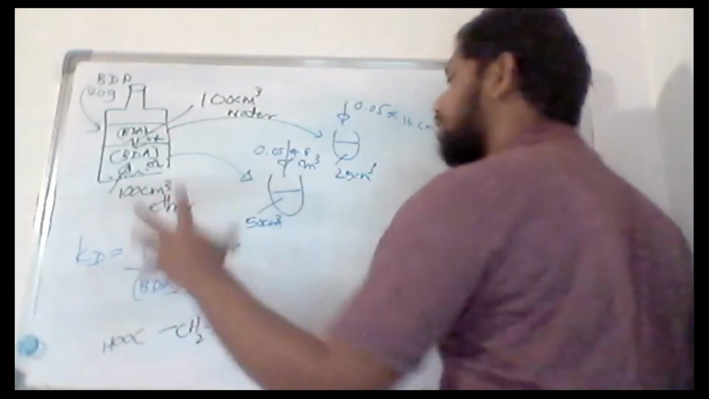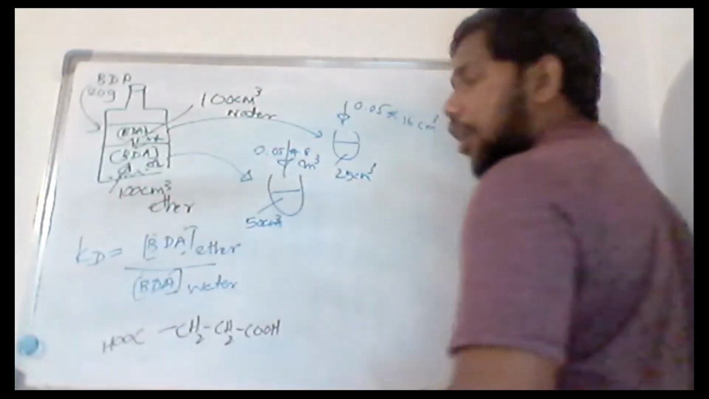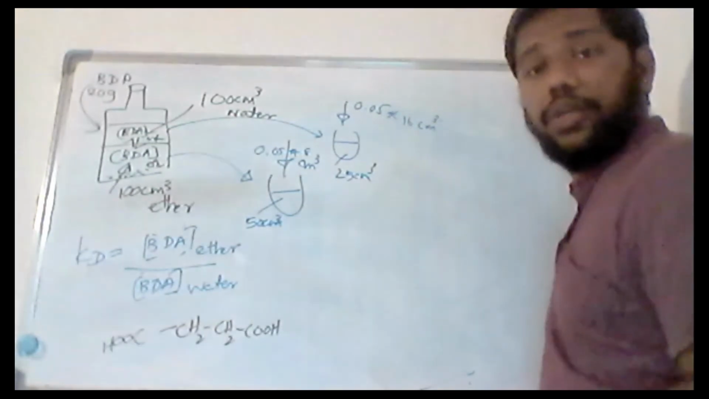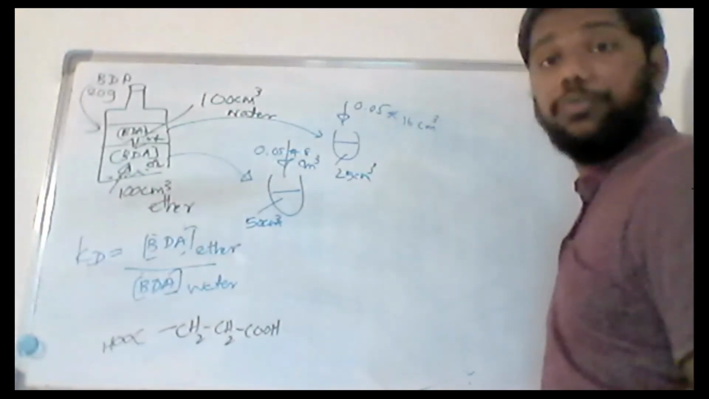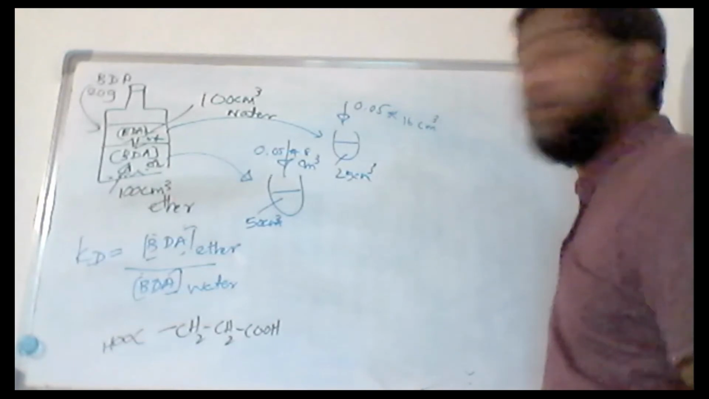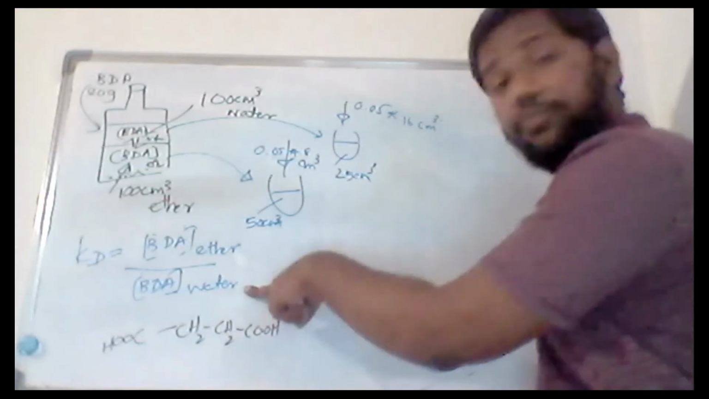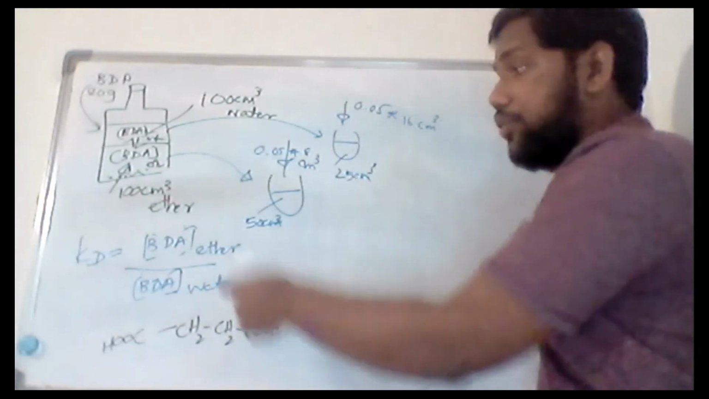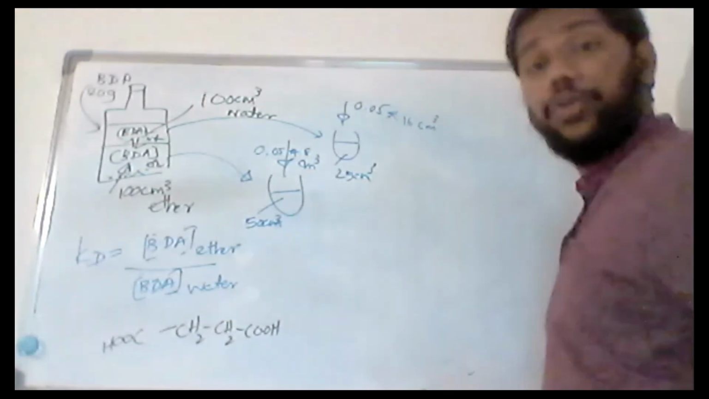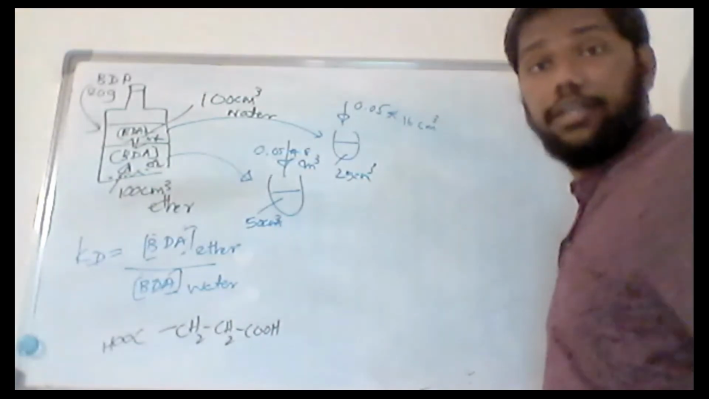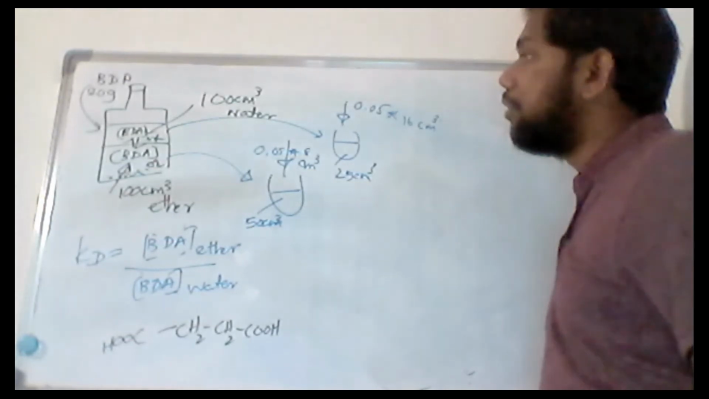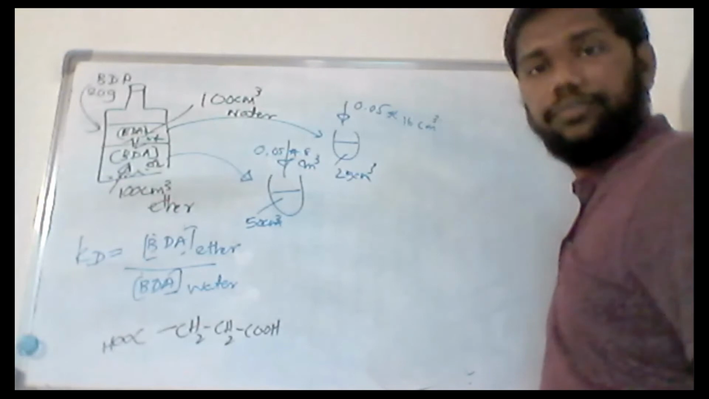So you have to understand that when you get Kd of BDA between ether and water, you're going to end up getting a small value. In fact, the value should be lower than 1. Why? Because there will be more BDA in water than in ether. So this side becomes higher than this one, and you're going to get a lower value for Kd. That is the first point.